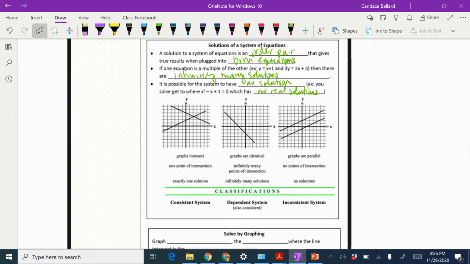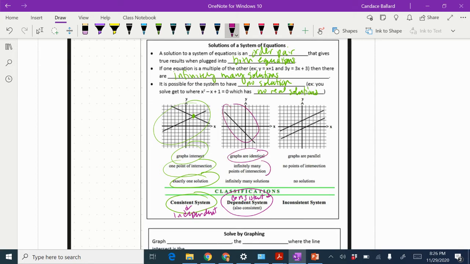And if you look below here, there are some classifications. A consistent system has graphs that intersect, like in the picture. There's one point of intersection, that's the solution, and there's exactly one solution to the system. We would call this one consistent and independent, and this one we technically call consistent and dependent. So basically it looks like one line because the graphs are identical. They're laying on top of each other. There's infinitely many points of intersection because there are infinite solutions.